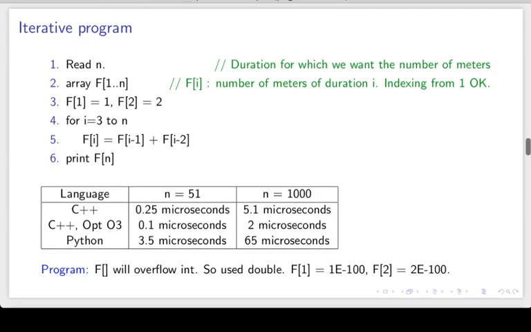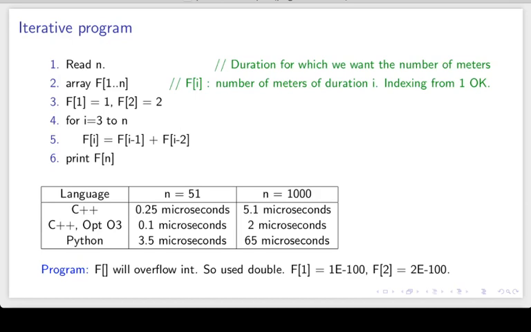Oh, and there is one more point I should mention. If I just use this array f, and if it's an integer array, then you will see that the numbers become very big very fast. So I'm going to use a double. I'm going to use floating point, so I'm not going to have exact precision. And furthermore, even for floating point for n equal to 1000, things get really large.